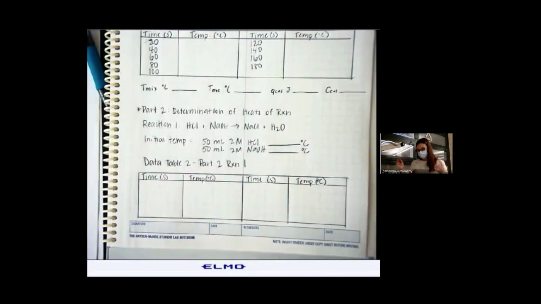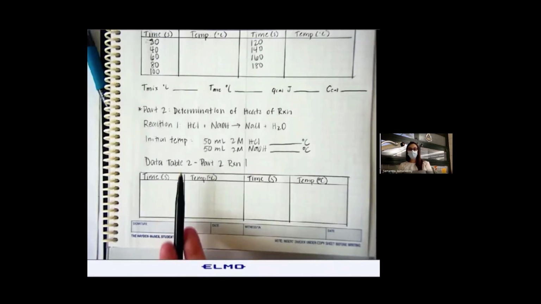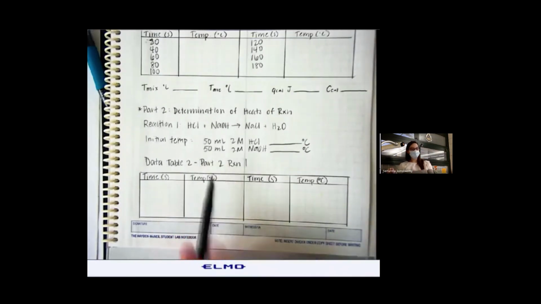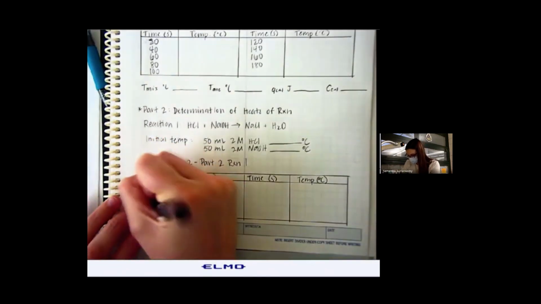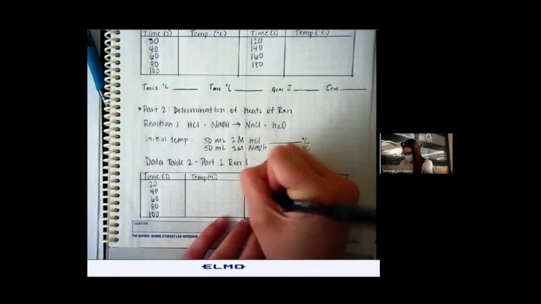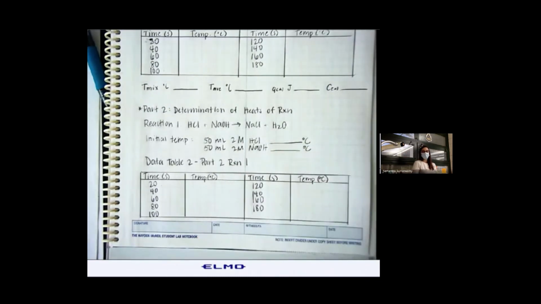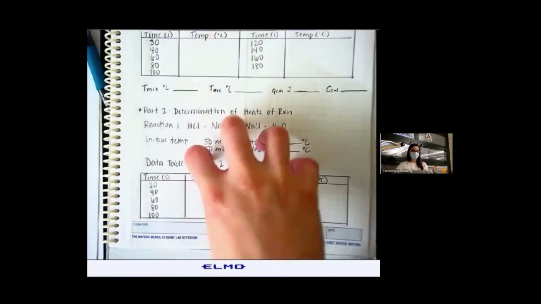And then you're going to do the same thing for reaction 2 and reaction 3. The only difference is that you'll have data table 3, part 2, reaction 2, and data table 4, part 2, reaction 3. So 20, 40, 60, 80, 100, 120, 140, 160, 180. So there's reaction 1 of part 2. And then for most people, they'll have a page that looks just like this, except you'll have reaction 2 at the top, reaction 3 at the bottom.